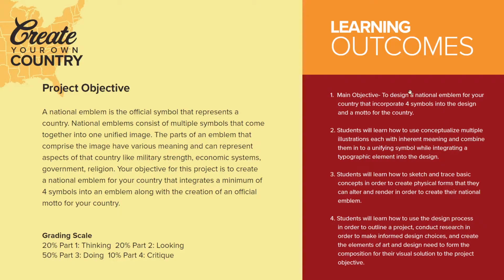The main objectives and the learning outcomes for this project is to design a national emblem for your country that incorporates 4 symbols into the design and a motto for your country also. Students will learn how to use and conceptualize multiple illustrations, each with inherent meaning, and then combine them into a unifying symbol while integrating a typographic element, which is your motto, into the design. Number 3, students will learn how to sketch and trace basic concepts in order to create physical forms that they can alter and render in order to create their national emblem.